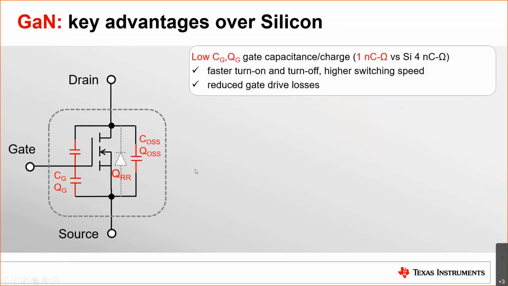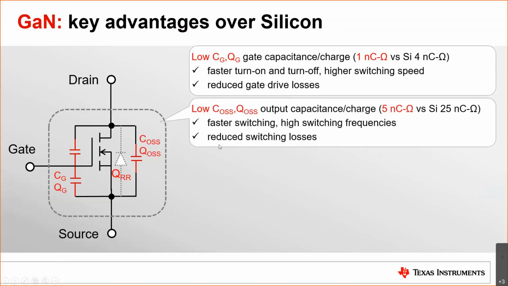The first one is the gate capacitance and the gate charge. Basically, what you see here between gate and source. If you compare GaN with silicon, we only have a 1 nanocoulomb gate charge versus 4 nanocoulomb for silicon devices. This will effectively help us to turn on and turn off our devices, or GaN in general, faster, which will bring you the advantage in your power topology to boost the switching frequency. And specifically for the FET, it also means that you will reduce your gate drive losses.